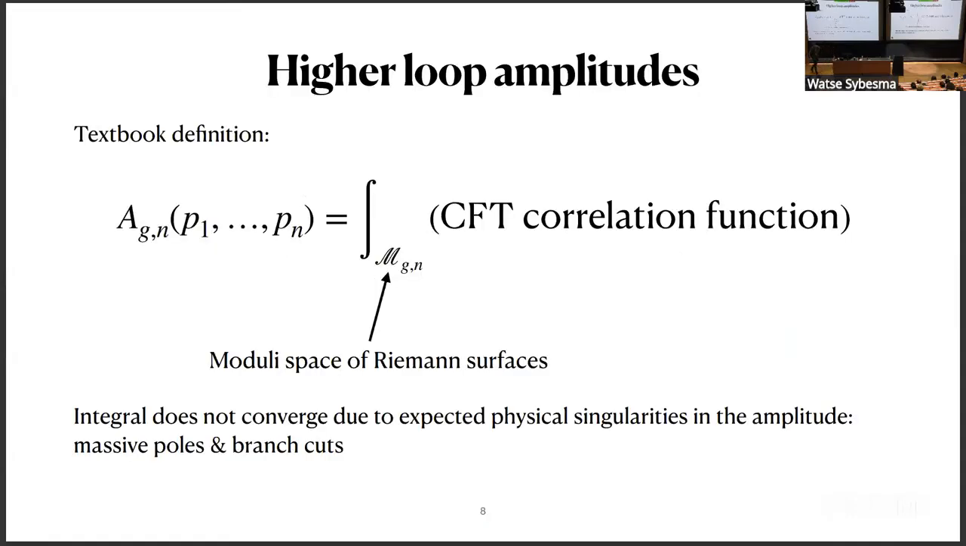If you read the textbook on string theory, then they will tell you something like this, that the amplitude at genus G with n points will be some function of the momenta, and it's computed by computing a certain correlation function in the conformal field theory and integrating it over the moduli space of Riemann surfaces. It depends of course a little bit if you're talking about tachyons or gravitons or superstrings or what kind of string theory, but roughly the structure is this kind of integrals.